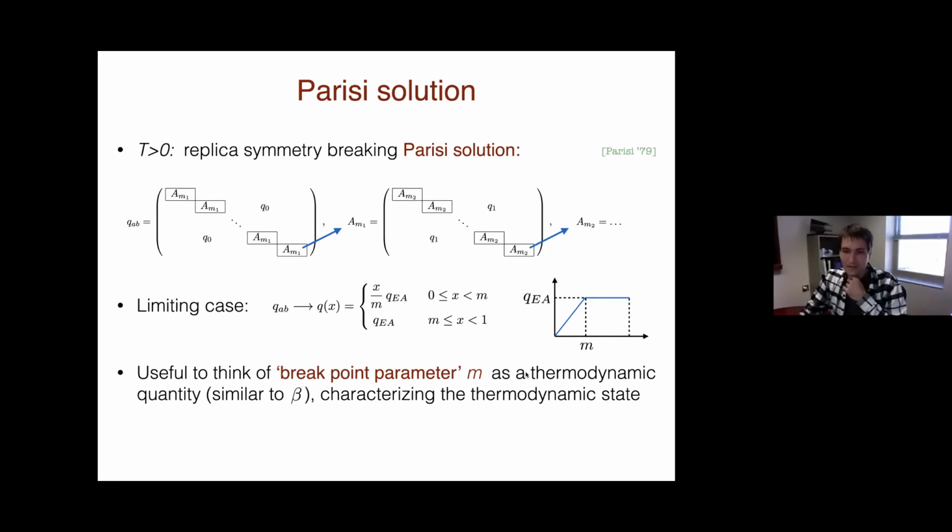And this parameter m, so we've already seen the Edwards-Anderson order parameter in many contexts now, and we have seen that this is physical. This is a long time limit of 2-point functions. This m here is also kind of physical, as we'll see in a second, or at least it will be useful to treat it like a thermodynamic quantity, similar to the temperature. Okay, so this breakpoint parameter, which is a property of the replica symmetry breaking ansatz, is going to characterize the thermodynamic state.